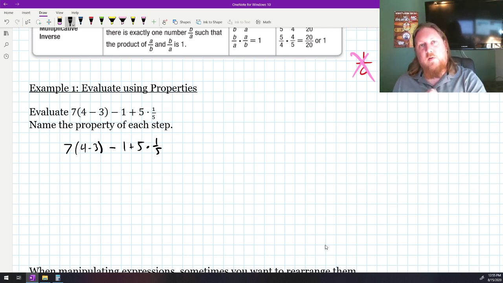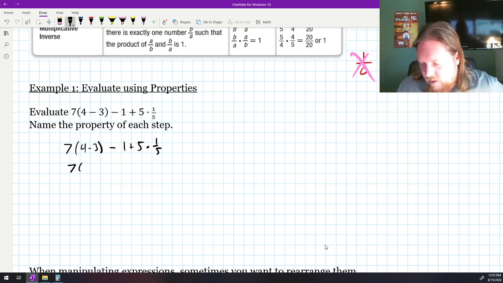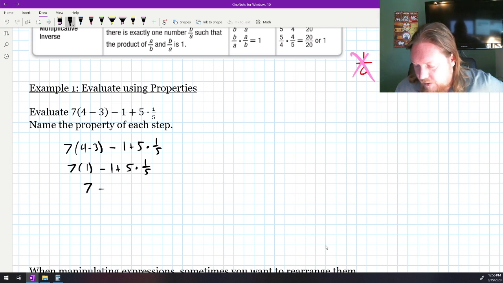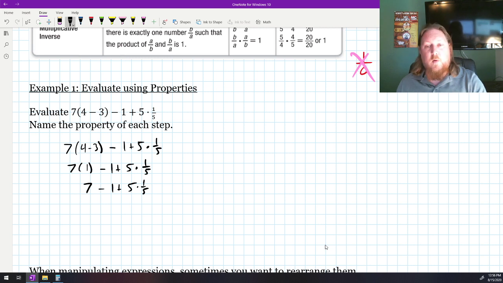Now, I look for grouping symbols. Yes, I have some parentheses right there. 4 minus 3 is 1. So I'm going to do 7 times 1 minus 1 plus 5 times 1/5. Now I look for multiplication. For multiplication, I'm going to do from left to right, 7 times 1, which is 7, minus 1 plus 5 times 1/5. Do I have any other multiplication or division? Yes, I do. I have 5 times 1/5. And from there, I have 1.